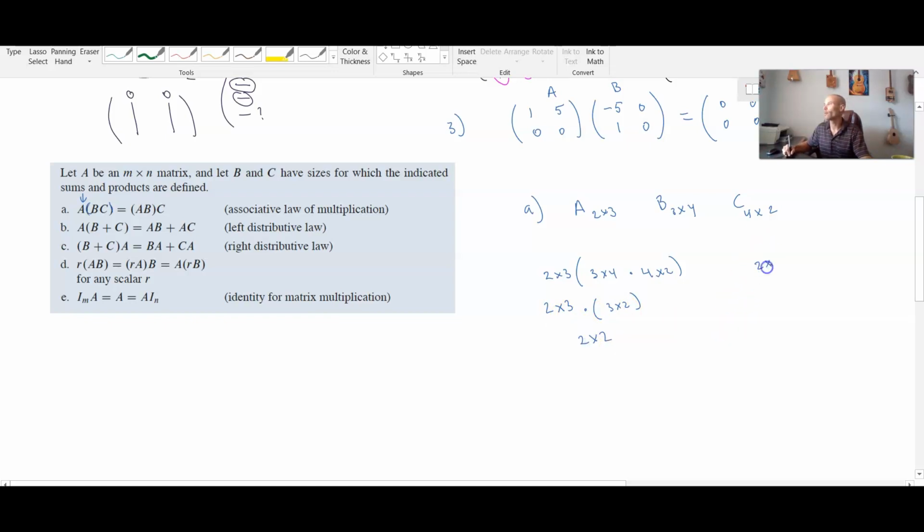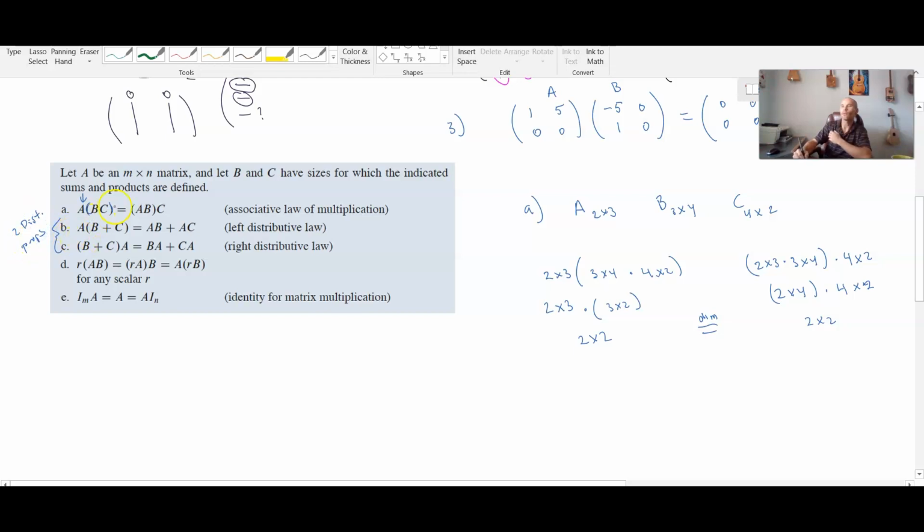Well, what if we took a 2 by 3 times a 3 by 4 and then multiplied that by a 4 by 2? Well, do the parentheses first, we'd get a 2 by 4, and then we'd multiply that by a 4 by 2. So at least dimensionally, we would end up with the same dimensions. So the dimensions would be equal to one another. And we'll stop there. That's not enough to prove this associative law, but at least it gives us a sense of the dimensions will still work out. If the dimensions didn't work out, we have a problem. Now here we have two distributive properties.